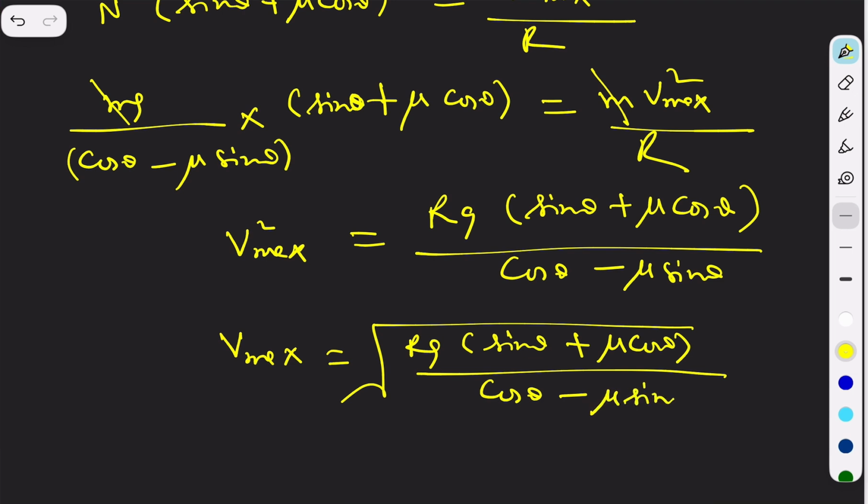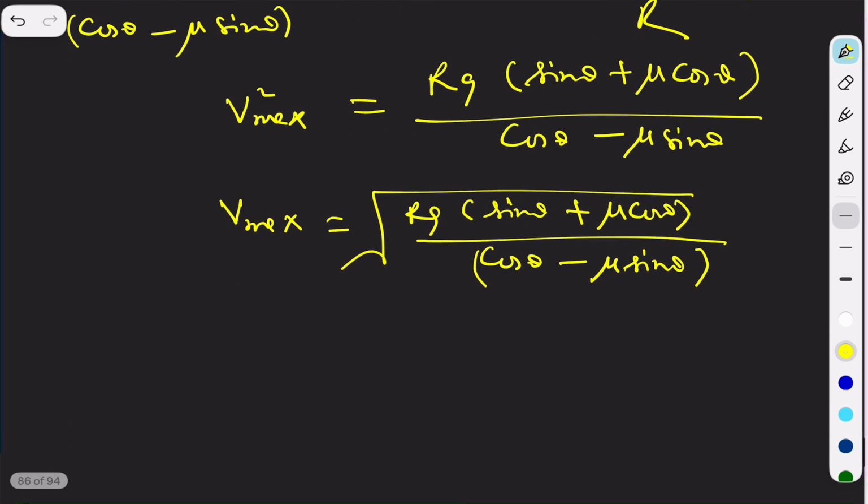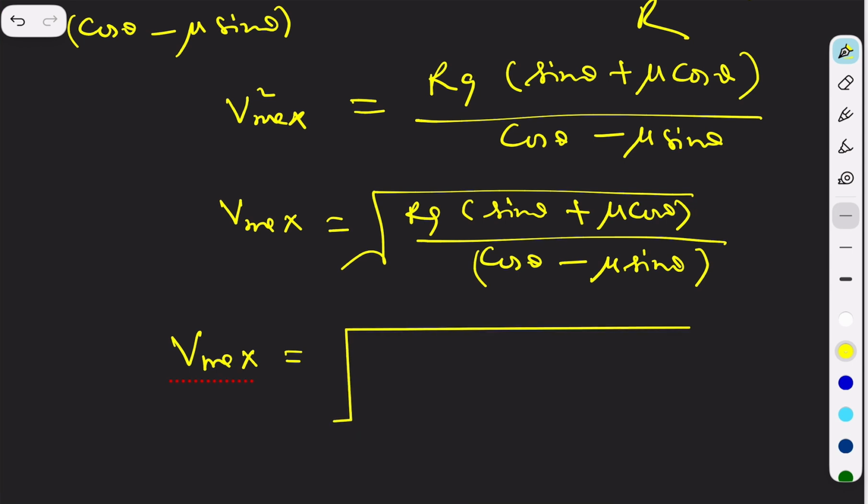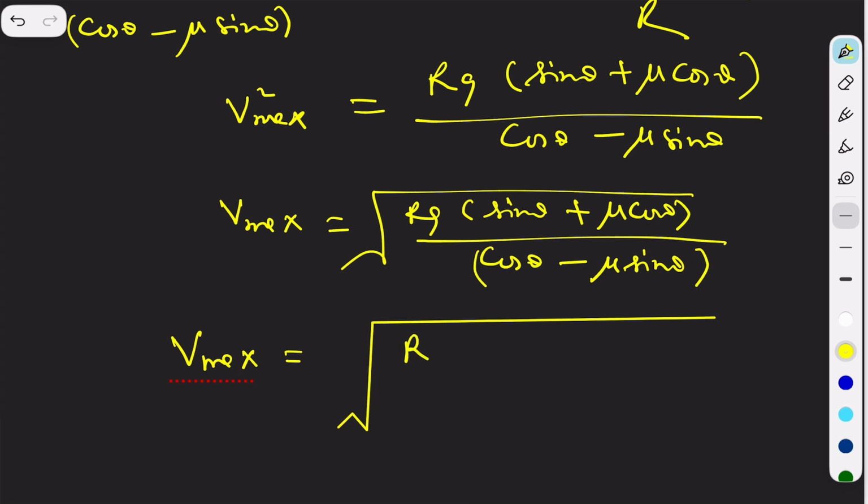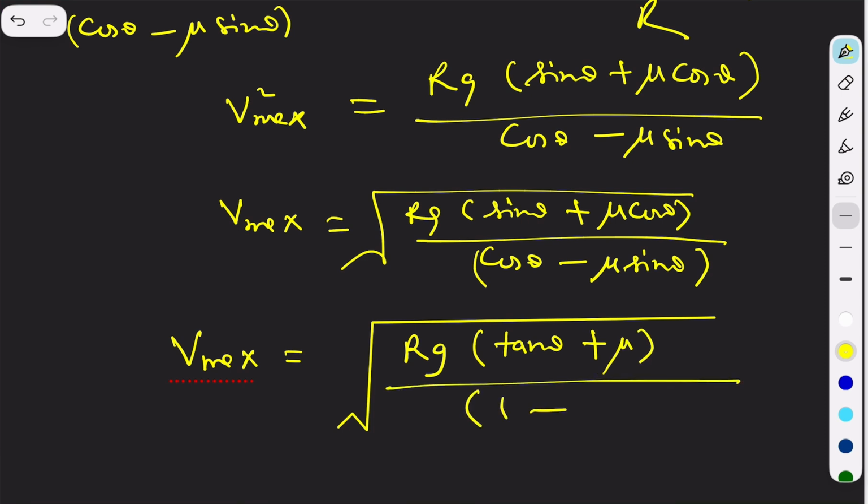And here also we can do a mathematical manipulation, dividing by cos theta in the numerator and denominator. The relation that we want will be Rg times tan theta plus mu divided by 1 minus mu tan theta. So if you see, this is your maximum velocity.